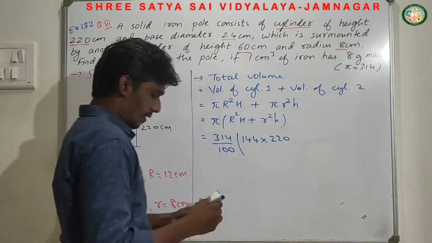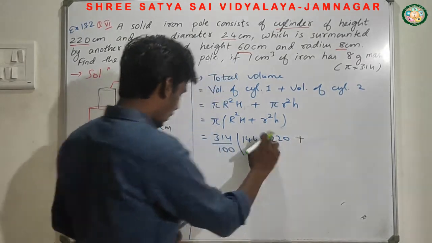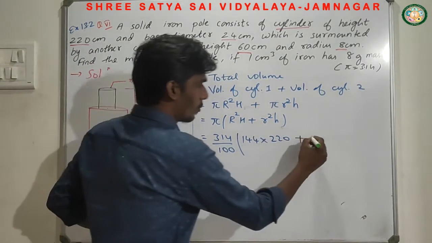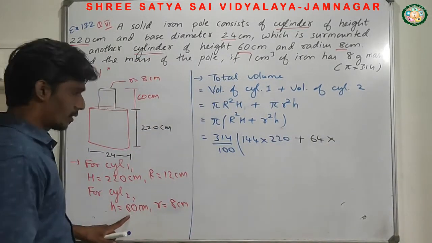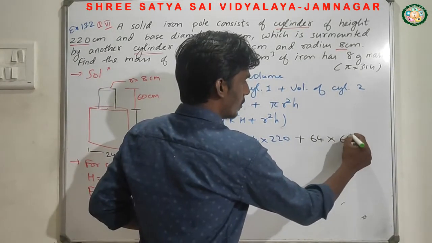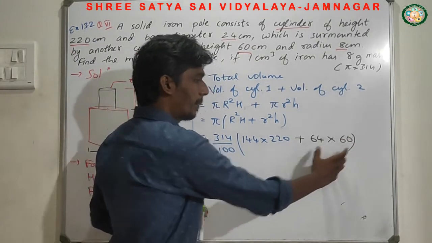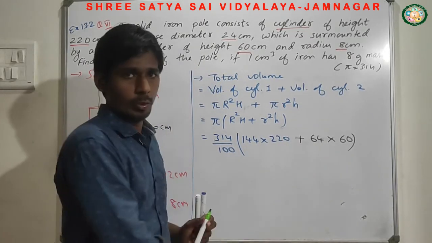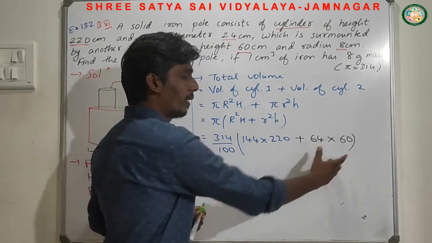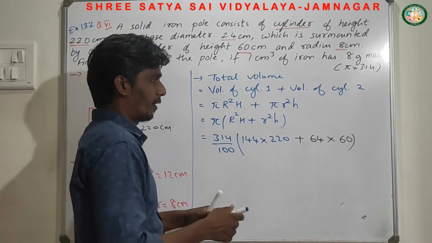220 plus small r square. What is the small r? 8. 8 square is what? 64 into, what is the small height? Small height is 60. So better we'll first multiply these two and multiply these two. Don't add these two numbers first, because we have to use the BODMAS rule. So first we have to multiply, then we have to add. Let me multiply in front of you.